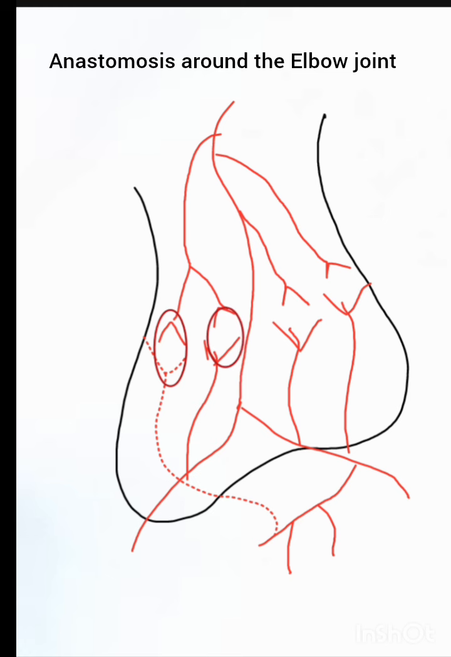This 1, 2, 3, and 4. These are the four anastomoses formed by this. And now we should name them, right? I'll give the names first.